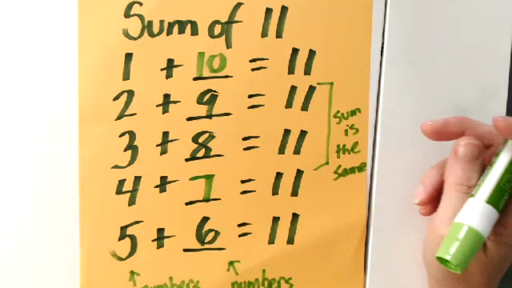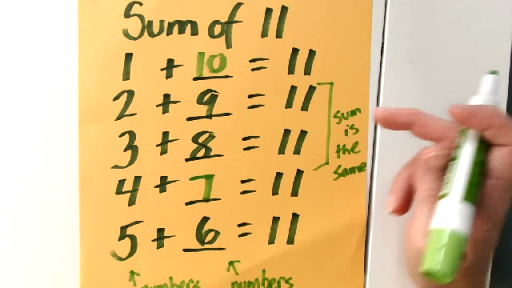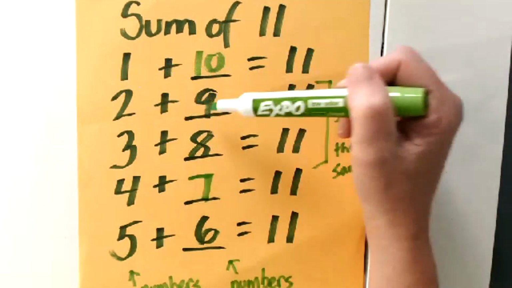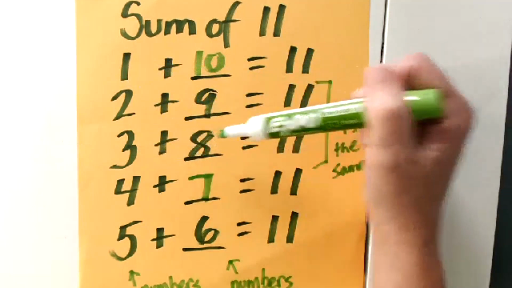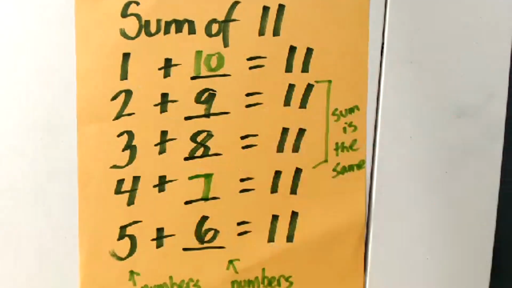And if you go back and you add these add-ins and check, 1 plus 10 equals 11, 2 plus 9 equals 11, 3 plus 8 equals 11, 4 plus 7 equals 11, and 6 plus 5 equals 11. Let's watch our video to get some more information.